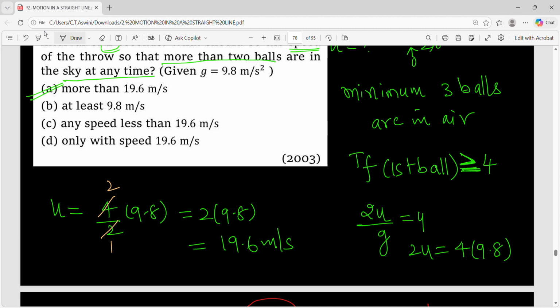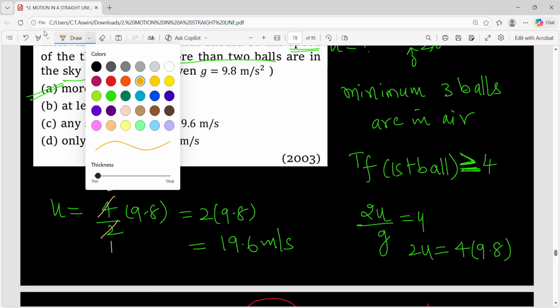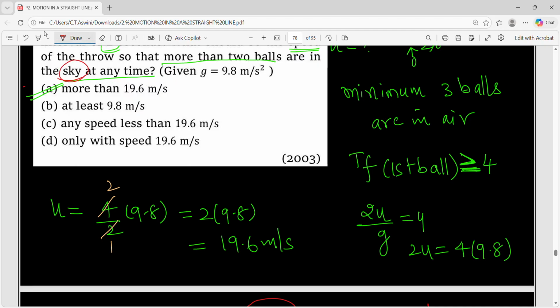Imagine if it is exactly equal to 19.6. By that time, where will be the first ball? It could have touched the ground, right? They are asking more than 2 balls are in the sky, that means 3 balls are remaining in the air. That means the first ball also should be in the air. It should not touch the ground. What is time of flight? It should go up and touch the ground back. If this is exactly 19.6, the first ball should have reached the ground.